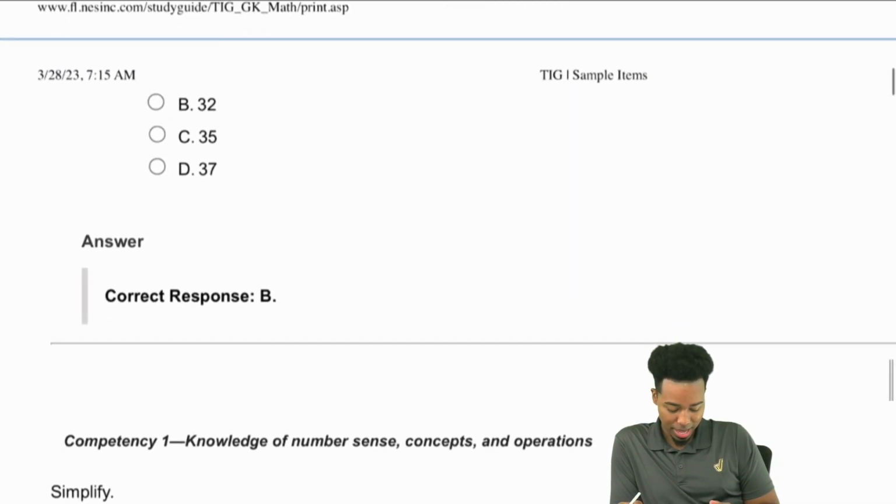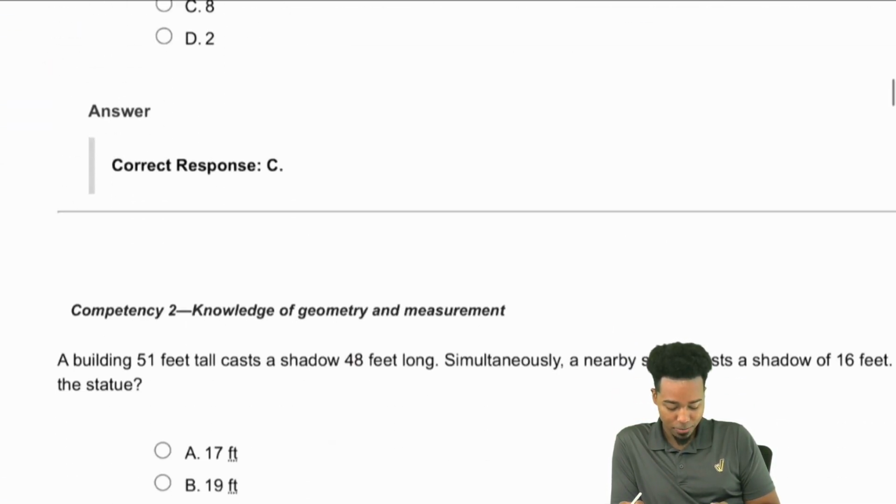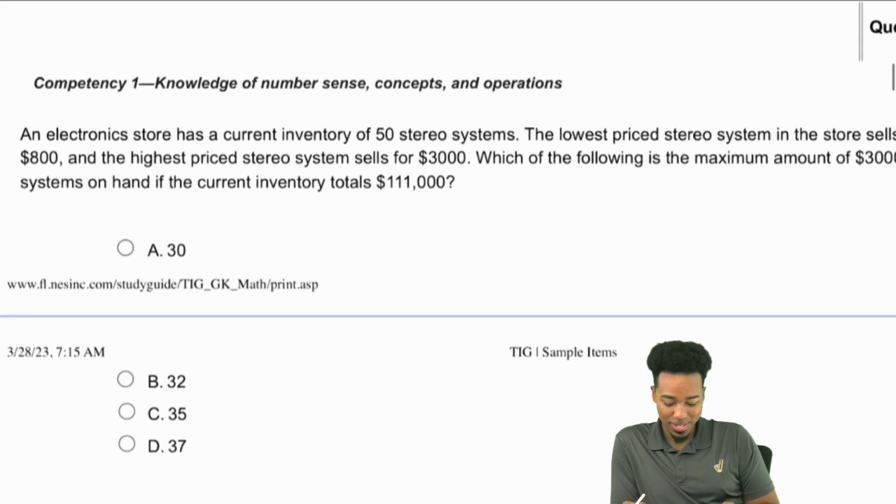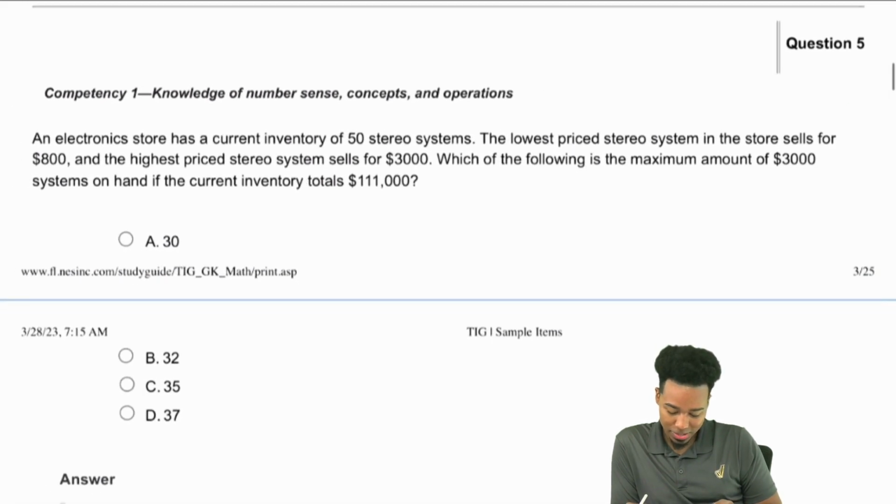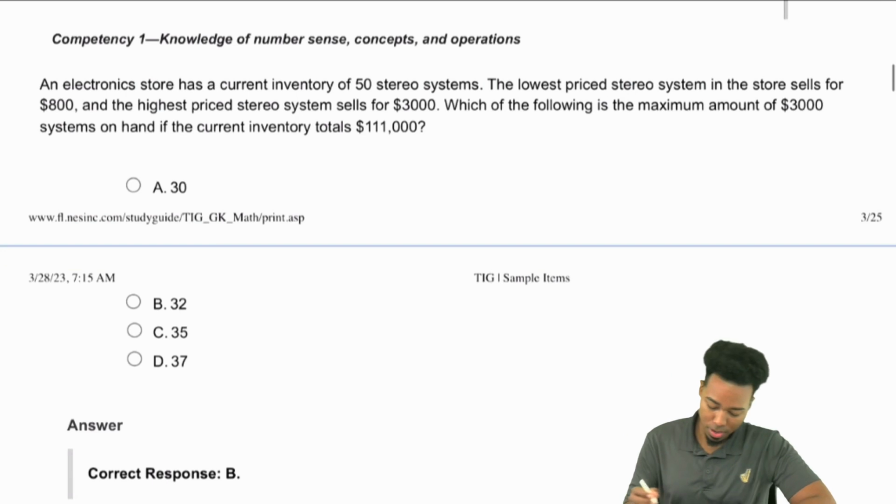So hopefully you're having a good time so far, my party people. I think this is the last two here coming up, great for competency 1. So let's go ahead and get into this next word problem here, my party people. Let's go.